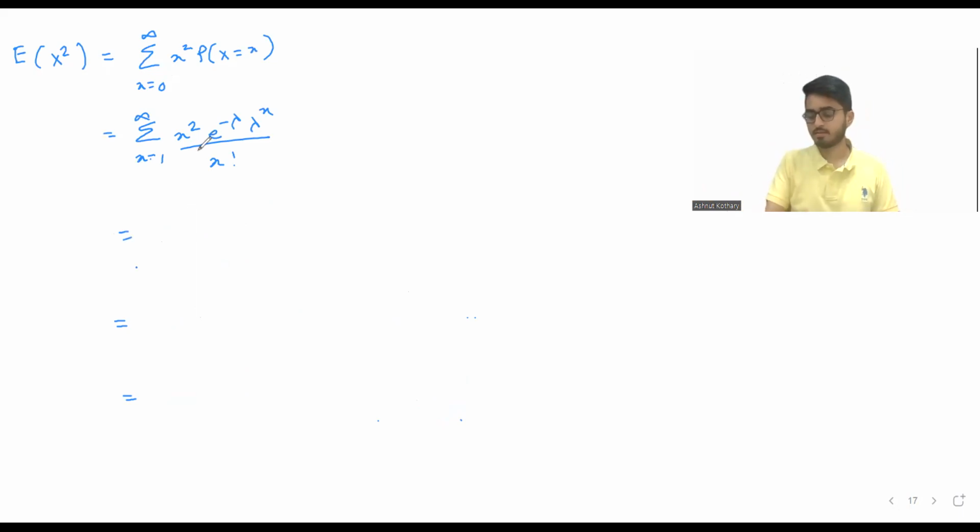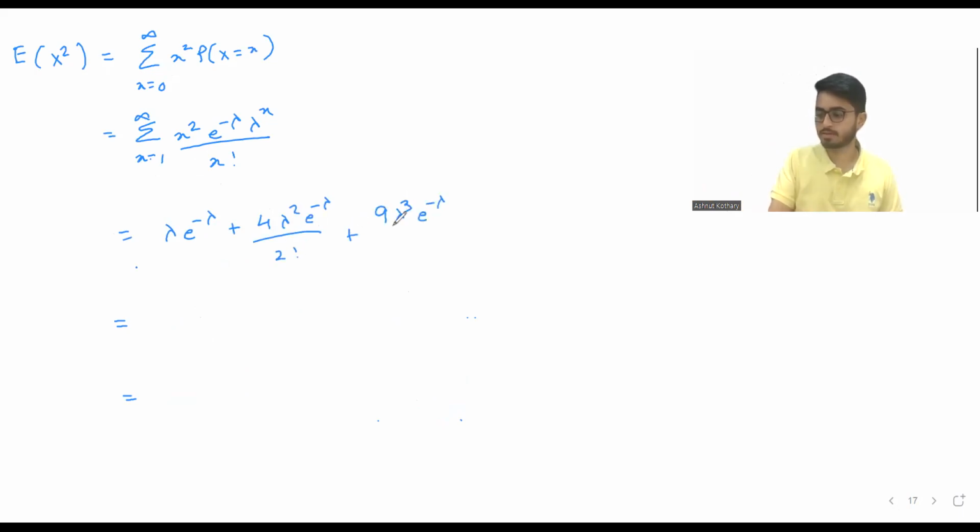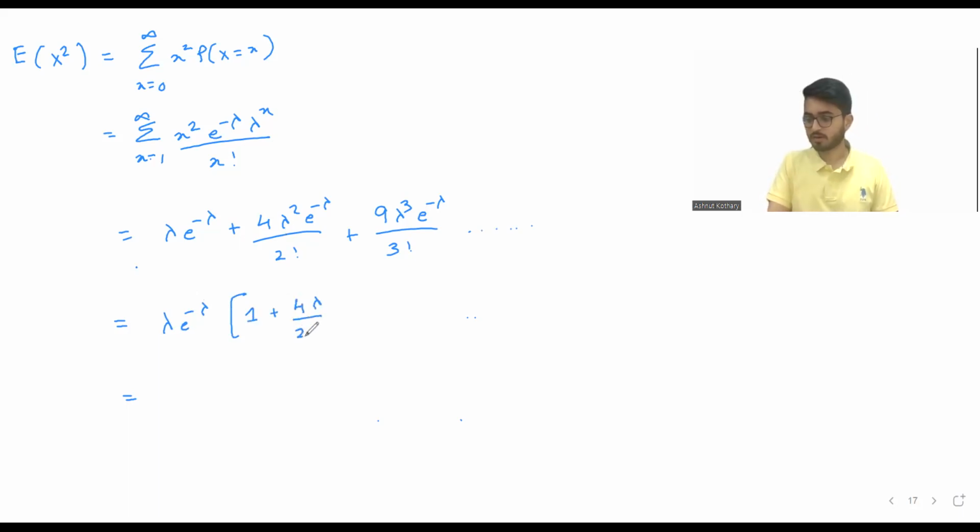This I can expand, and the first term will be lambda e to the power minus lambda plus, when I put x as 2, 4 lambda square e to the power minus lambda by 2 factorial plus 9 lambda cube e to the power minus lambda by 3 factorial, so on. Lambda e to the power minus lambda common, 1 plus 4 lambda by 2 factorial plus 9 lambda square by 3 factorial, so on.